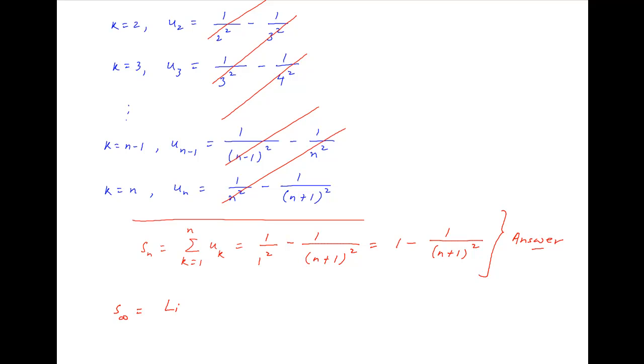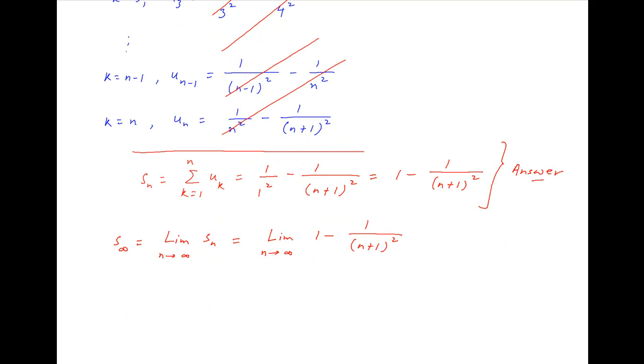Now to obtain the sum to infinity, let's denote it by S_infinity. We take the limit of S_n as n tends to infinity, which is equal to the limit of 1 minus 1/(n+1)² as n tends to infinity. Now, as n tends to infinity, (n+1)² also tends to infinity, and therefore 1/(n+1)² tends to 0. And therefore the sum to infinity is equal to 1, which is the required answer.